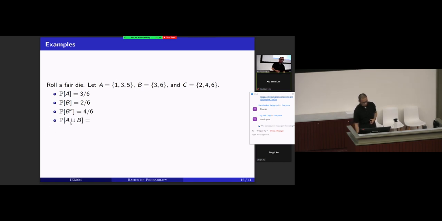What is the probability of A union B? A union B, 1, 3, 5, 6, 4 outcomes. So 4 over 6. What is the probability of A intersect B? The common outcome of these two sets is just 3, right? So 1 over 6. What is the A union C? A union C will be the sample space, Omega. So it's 1. And the A intersect C. There are no common elements. These two sets are disjoint. So it's 0, right? So it's just a baby example.